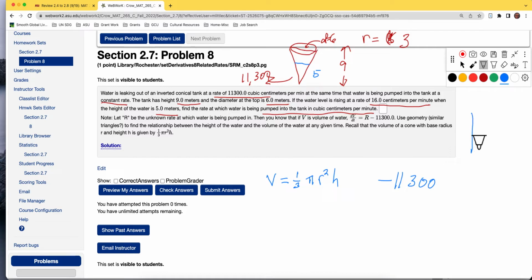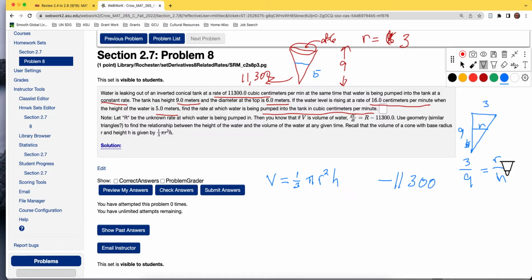We've got one bigger triangle where the radius is 3 and the height is 9. And then we've got another similar triangle with the height of 5. Or we could just keep that as H, and this would be R. So since they're similar, 9 is proportional to H, and 3/9 should be proportional to R over H.